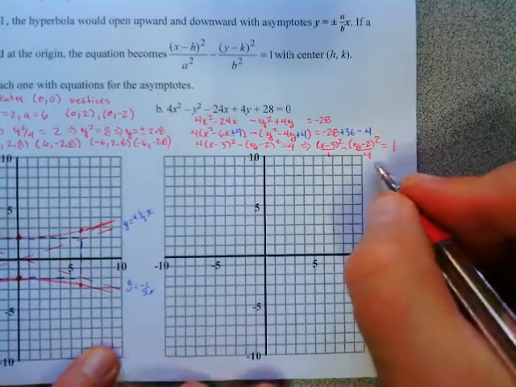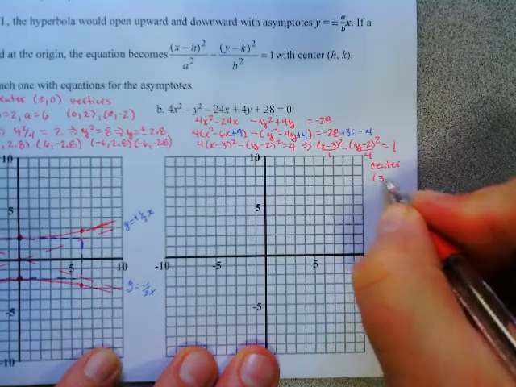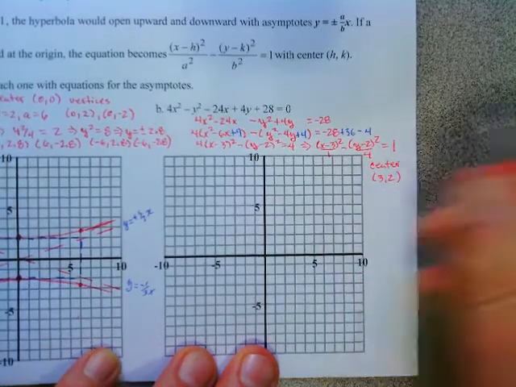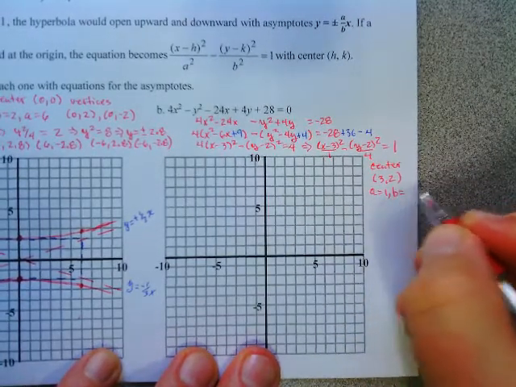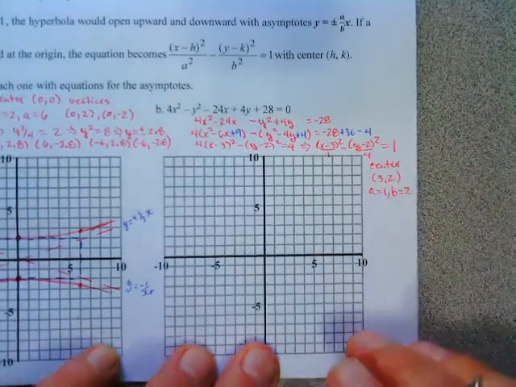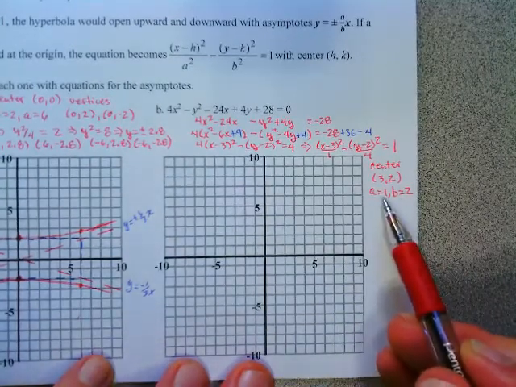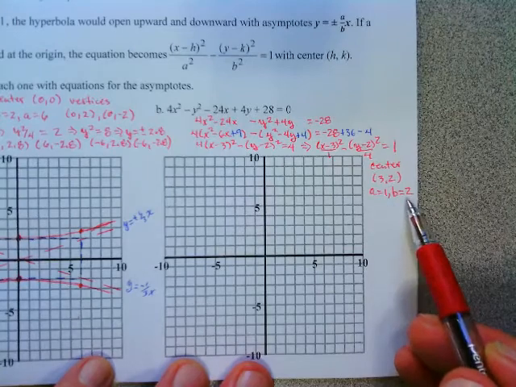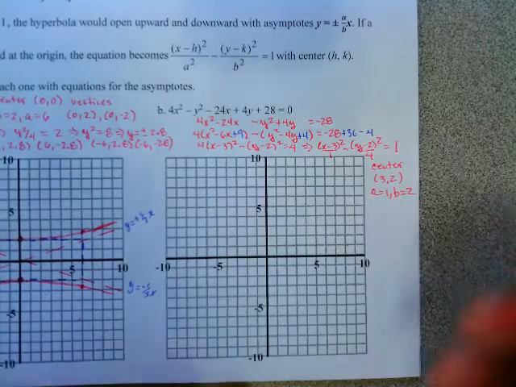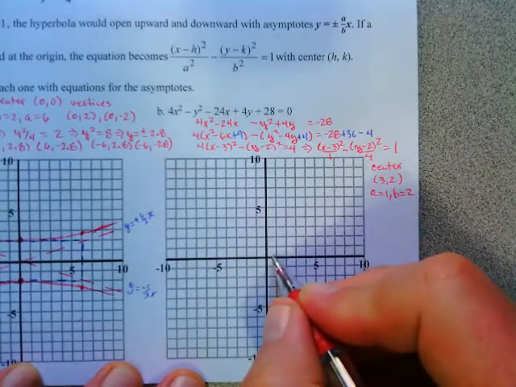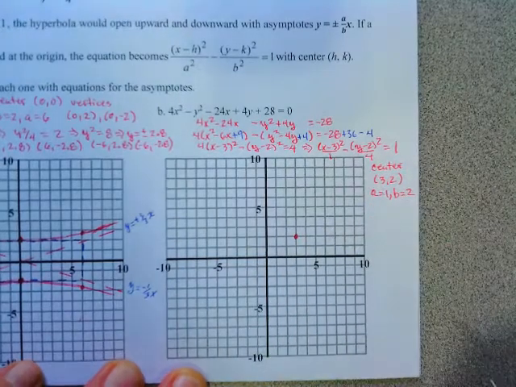So my center is going to be (3, 2). In this case, a equals 1, b equals 2. So the box I'm going to have is basically from the center, I'm going to go left 1 and right 1, and then I'm going to go up 2 and down 2. So we can already draw that part. (3, 2). Let's see, (3, 2). So that's where the center part is.